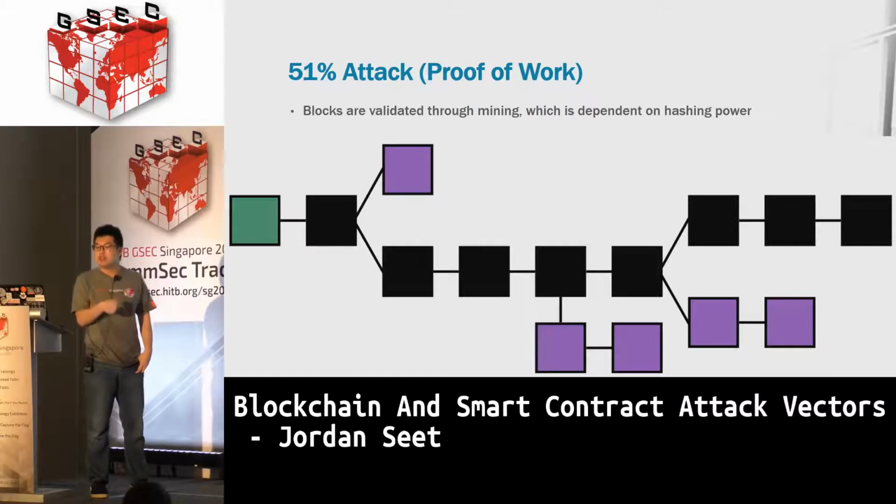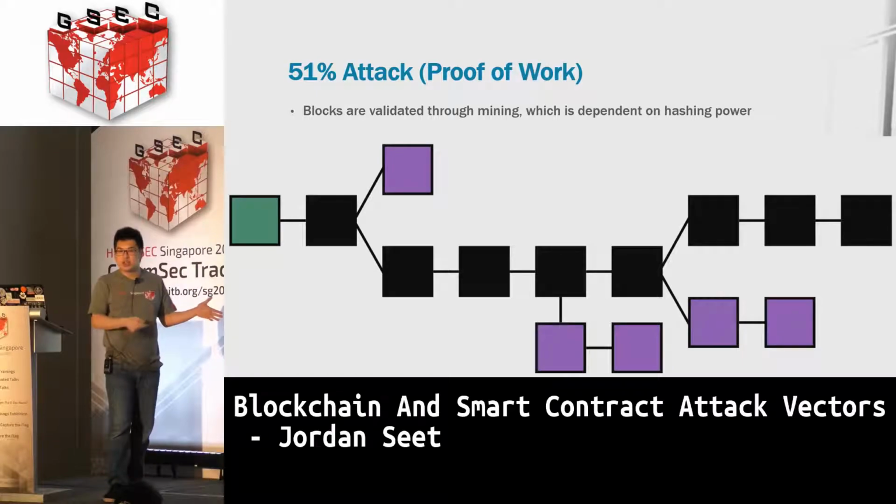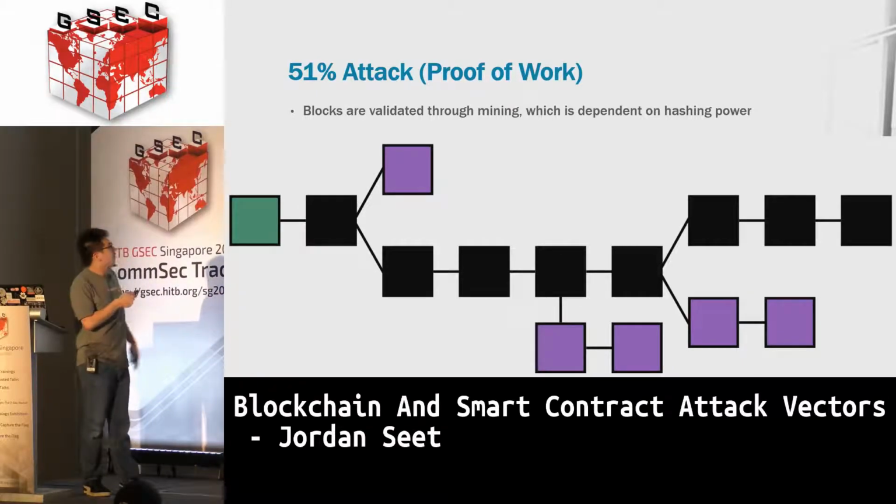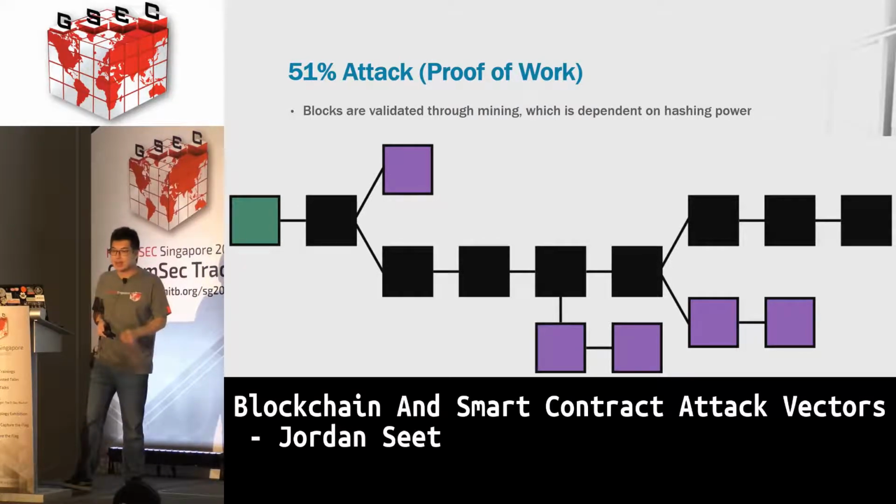That means that even though I can forge invalid or fraudulent transactions, with a 51% chance I can mine that block, validate the block and add it to the blockchain. And this is why it's called a 51% attack.